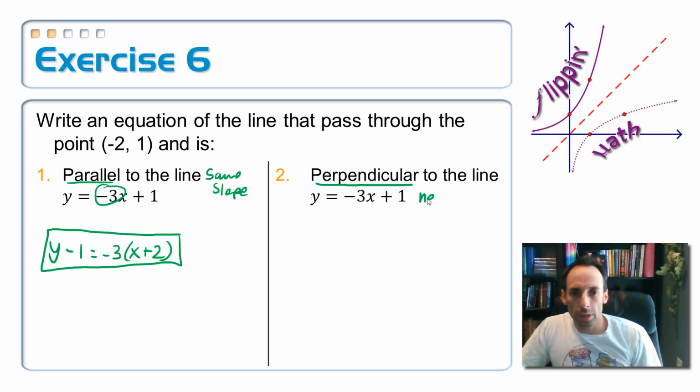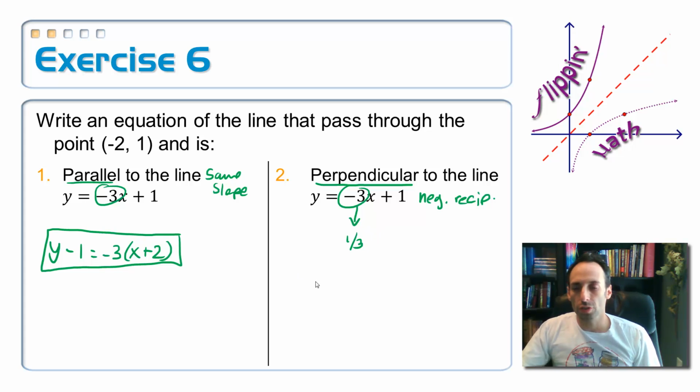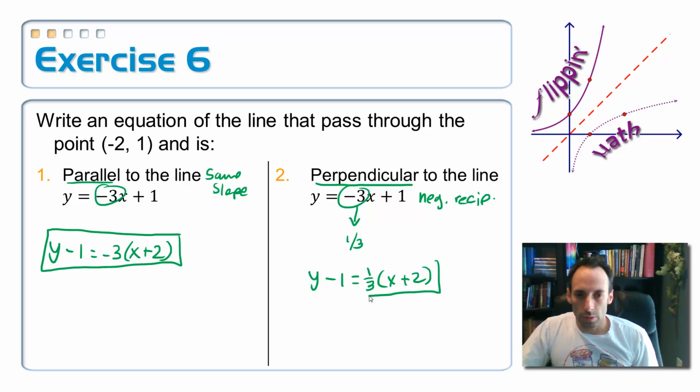Perpendicular means the slopes are negative reciprocals. So since this slope is -3, we want a new slope of, flip it and change the sign, 1/3. So essentially it's going to look like the same equation that we wrote before, just with this new slope in it. So y minus 1 is equal to 1/3 times x plus 2 in point slope form.